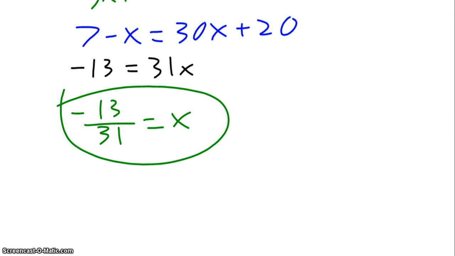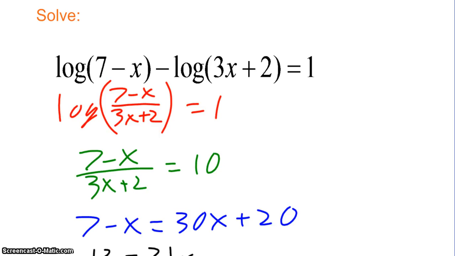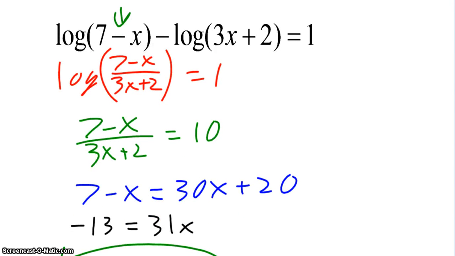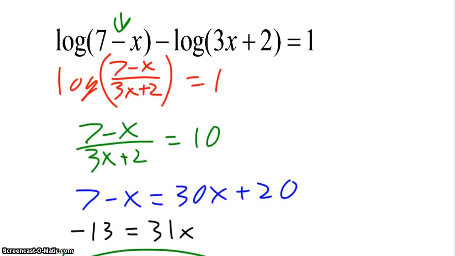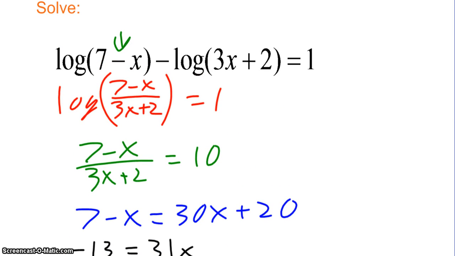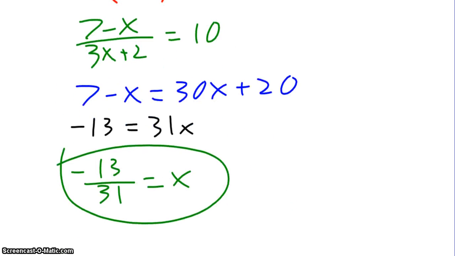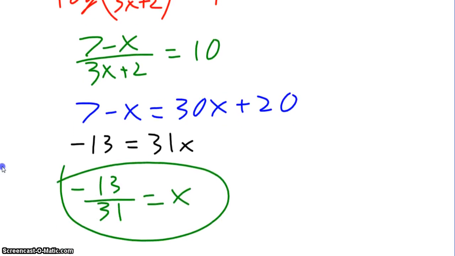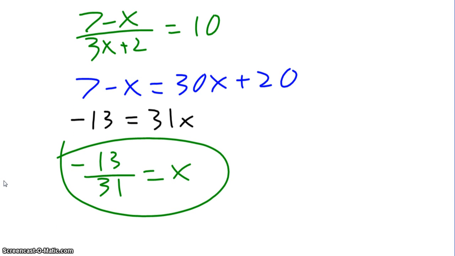Now we do have to check for extraneous solutions. So I need to make sure if I plug that back into the original equation, am I taking the log of a negative? In the first term here, because it's subtraction, that's going to actually make the log positive because it'll have 7 plus 13 over 31. And then in the second term, 3 times negative 13 over 31 is still less than 2, so that will still be positive. So that's the end of the extra practice.